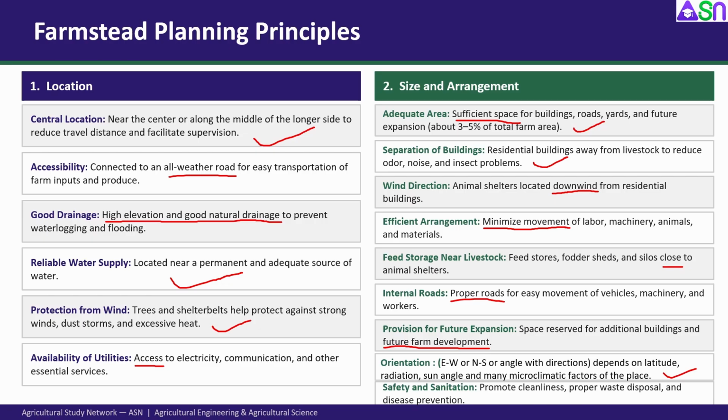The farmstead layout should promote cleanliness, workplace safety, proper waste disposal, and disease prevention. Farm biosecurity principles also come within this factor. So these are the detailed principles of farmstead planning. Now let's discuss the farmstead types.